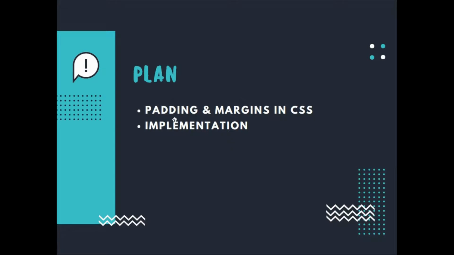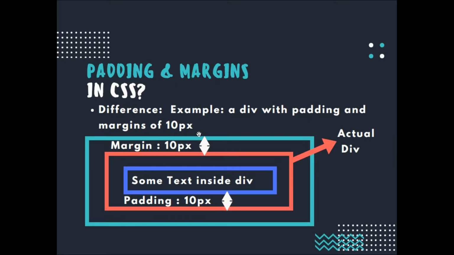Our plan today is to learn about padding and margins and of course implement it. This is a small example about the difference between margin and padding. Let's say we have some text. This is the text inside the blue box, and we have some div and it is represented by the red box, and we want to apply padding of 10 pixels to the div.